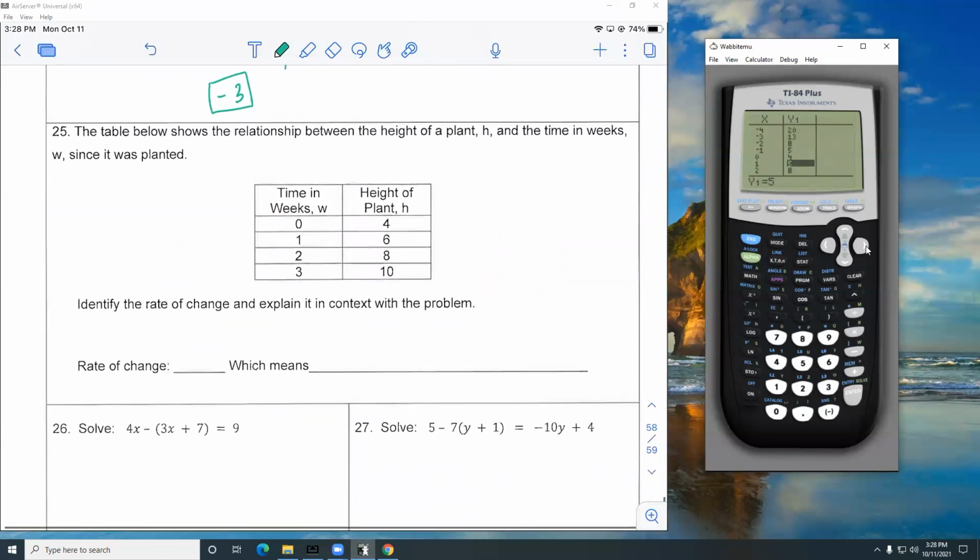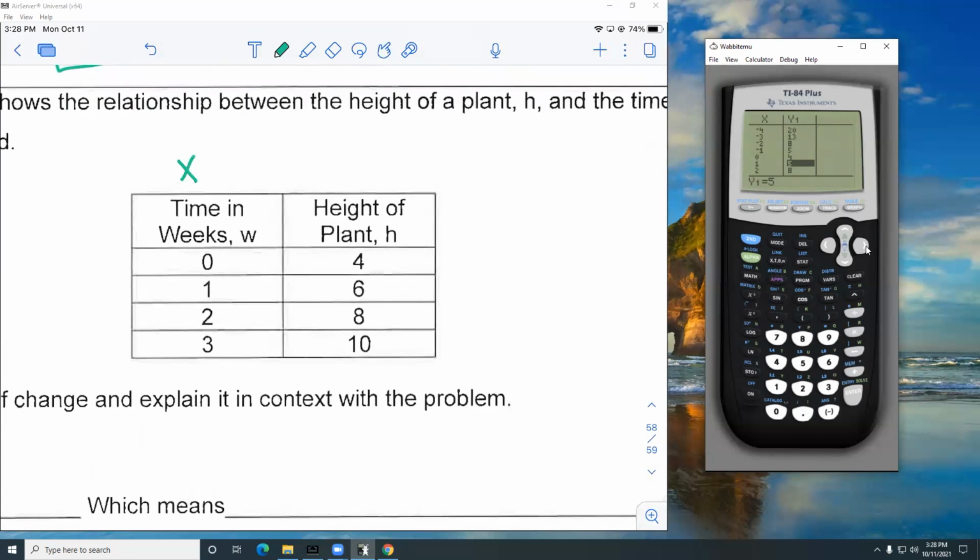We're almost done, y'all. The table below shows the relationship between the height of a plant H and the time in weeks W since it was planted. Identify the rate of change and explain it in context with the problem. Okay, so guys, remember, in a table, the first column they give you is usually your X's, and the second column is usually your Y's.